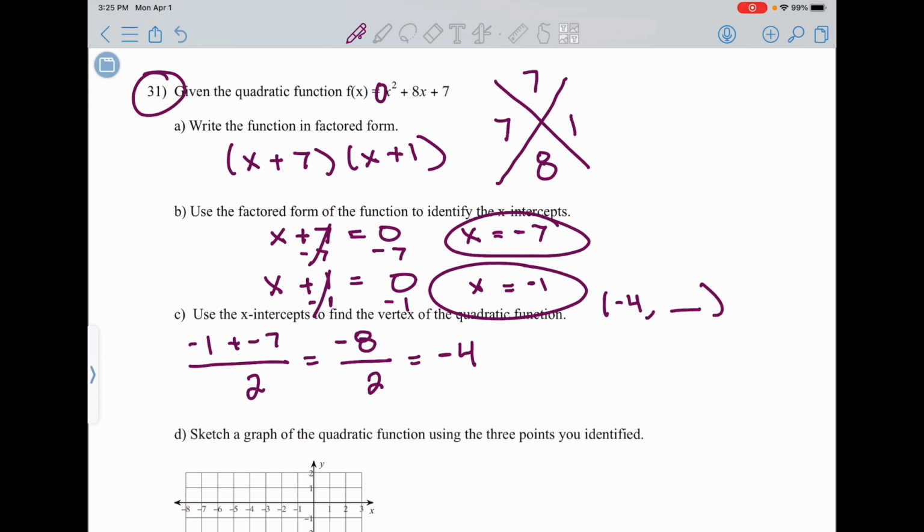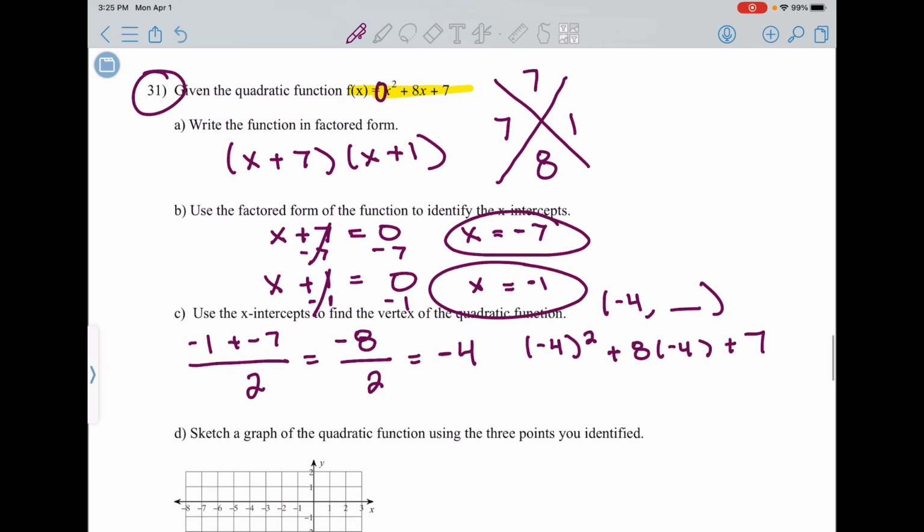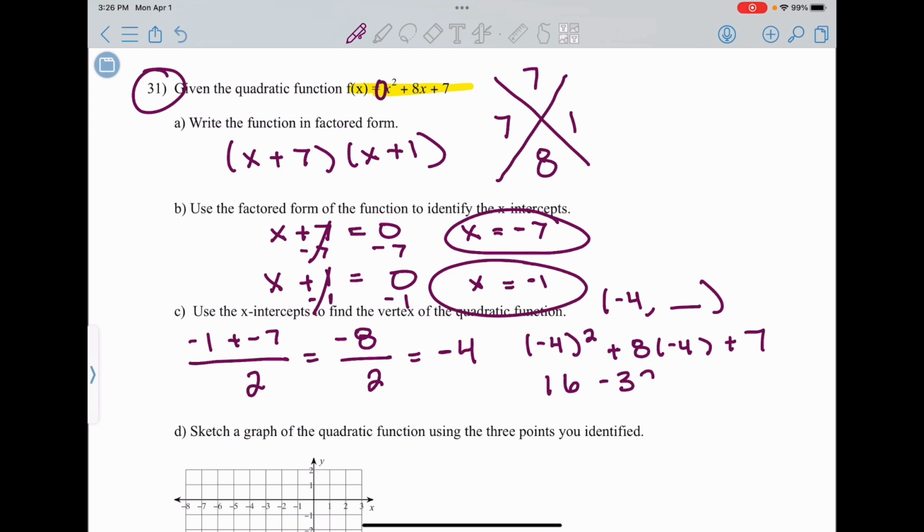And to find the y value, I need to plug in this -4 into my function. So my function is here at the top. So I will say -4 squared plus 8 times -4 plus 7. And you can plug this into your calculator. But -4 times -4 is positive 16, because when I multiply two negatives together, it gives me a positive number. 8 times -4 is -32, plus 7 will give me -9.